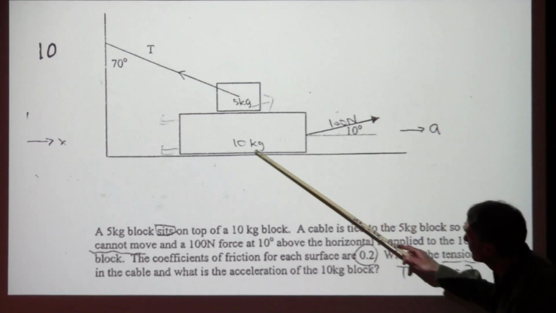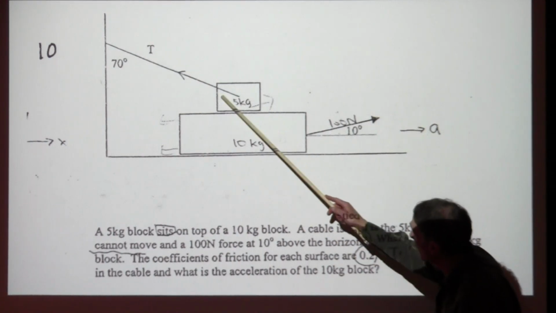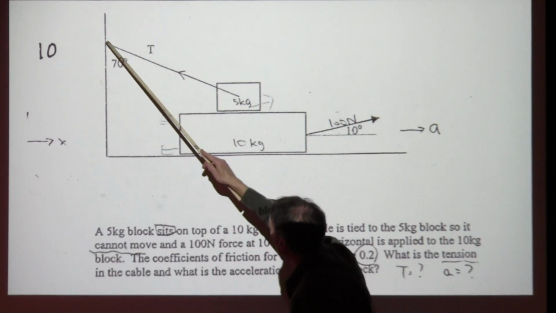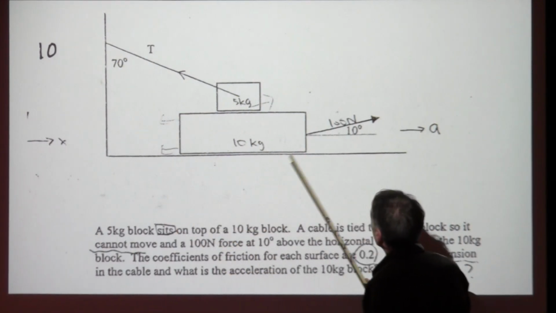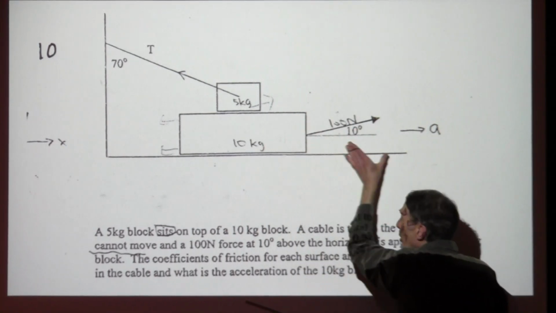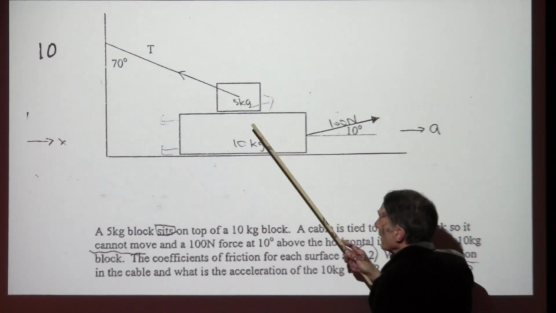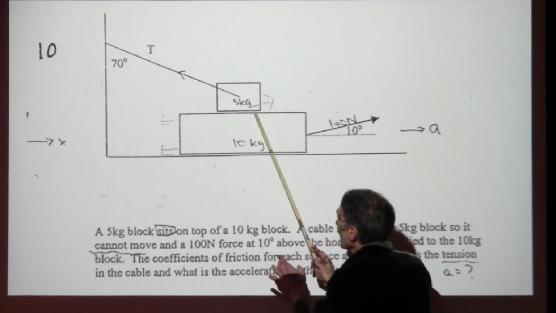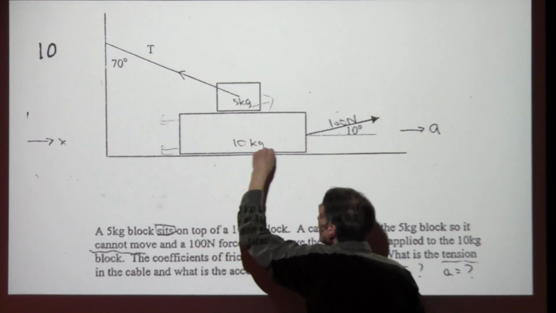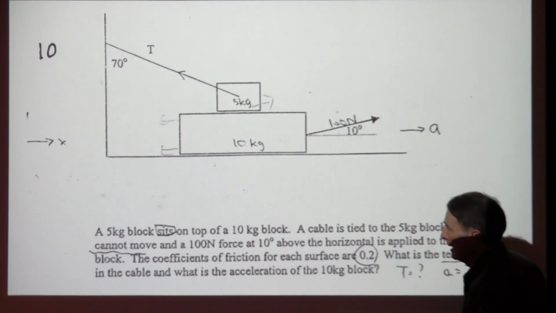We've got a 10 kilogram block. We've also got some friction here. We've got a 5 kilogram block. This is tied through a cable over to the wall. And we've got a 100 Newton force. We're pulling at 10 degrees. We're going to pull this bottom block out from under this one. They're going to be sliding on one another, and there's going to be friction along this surface. There's also going to be friction along this surface, so this is a little more complicated.